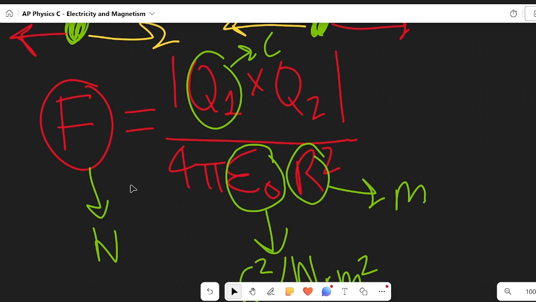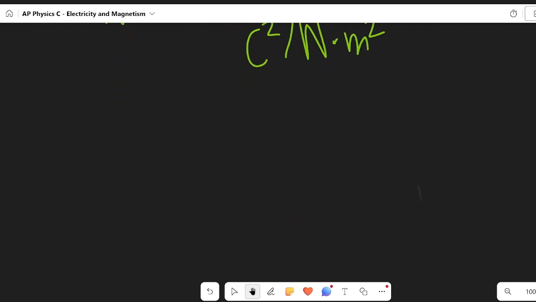Now, let's do a quick practice problem, right? Based off of Coulomb's law. Actually, it's fine. Okay, never mind. Let's move on to the electric field. So, we can do practice problems later. So, let's go to electric field now.